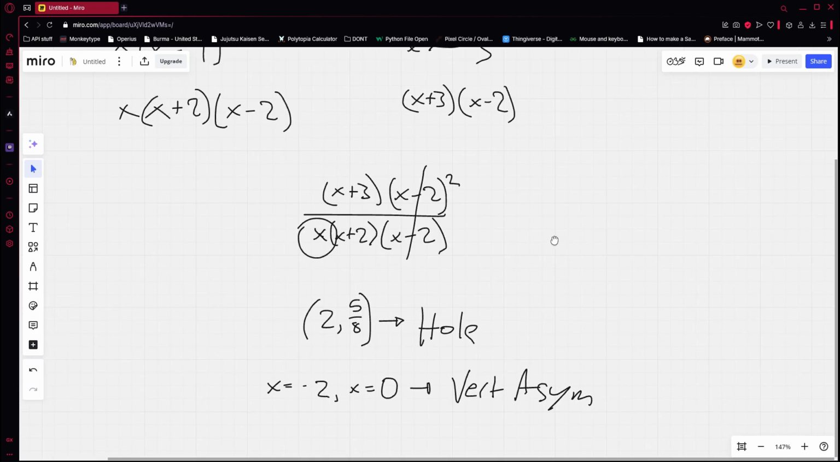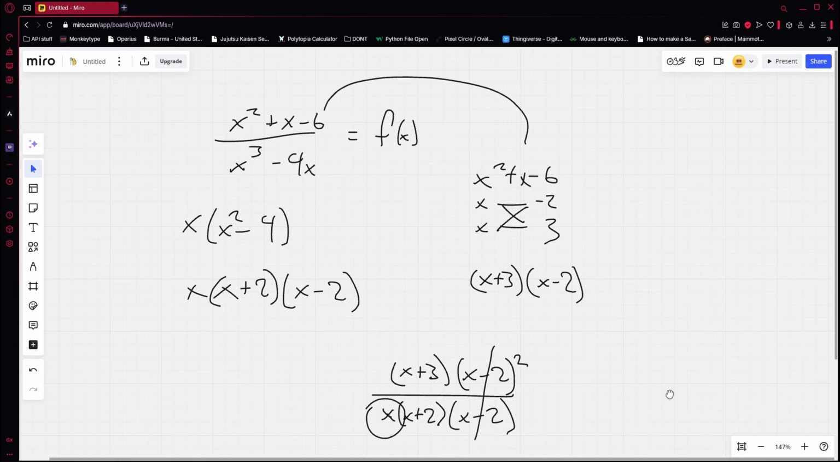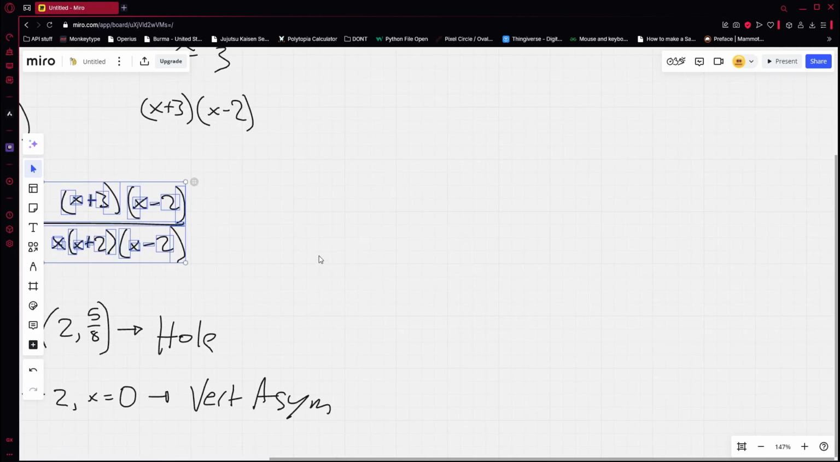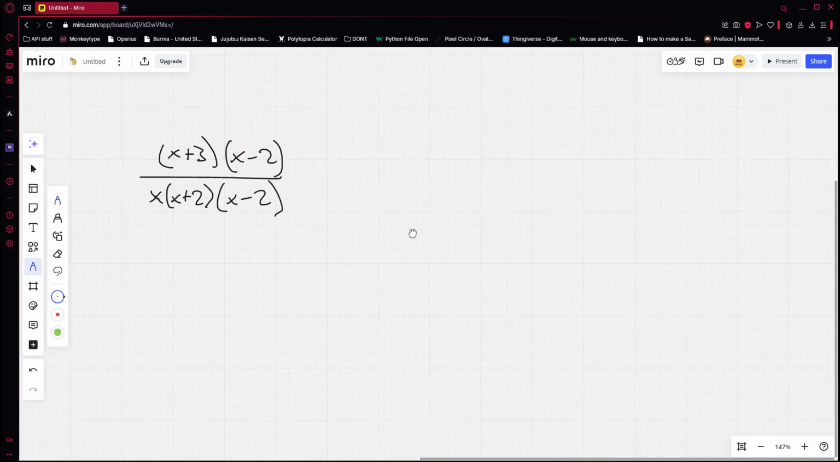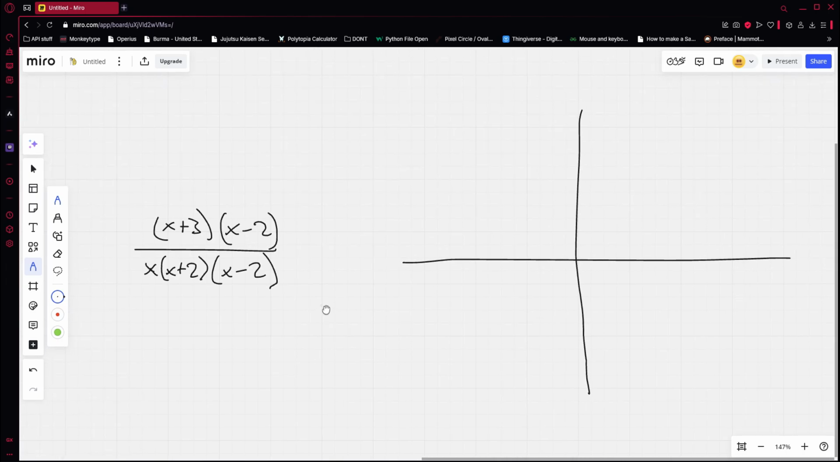Now, how do we turn this into a graph? Let me just clean this up. Take this, take that. Okay. We're going to bring this over here. How do we make this into a graph, and how do we make a graph into an equation? Well, we're going to draw out our lines here. We're going to say, okay, what are the different components that I know of?